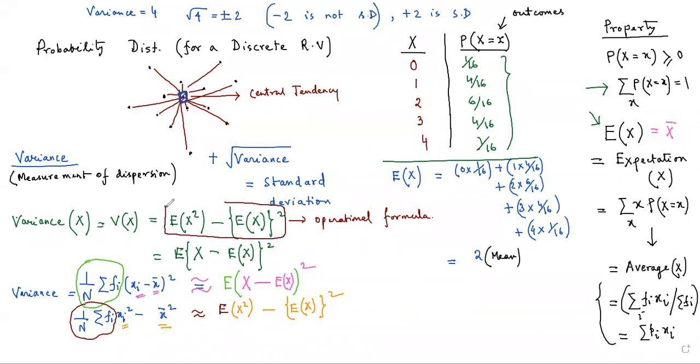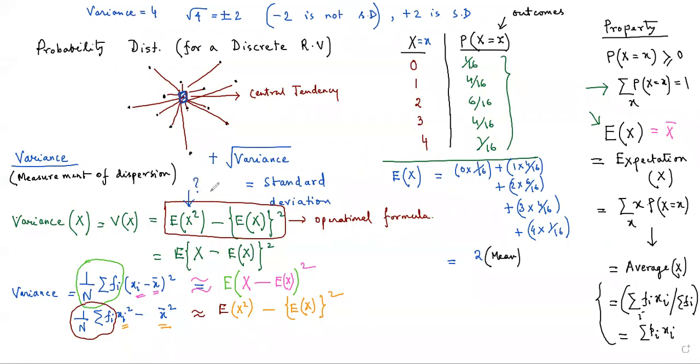The problem is this. If I ask you to calculate the variance of this random variable capital X, you will immediately ask me one question: you have told us that we can calculate EX by multiplying the values by the respective probabilities. How am I supposed to calculate E of X square?